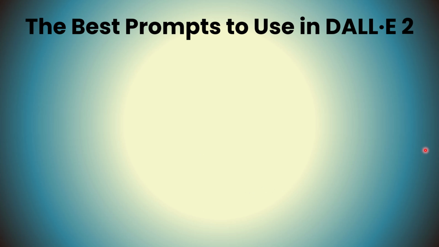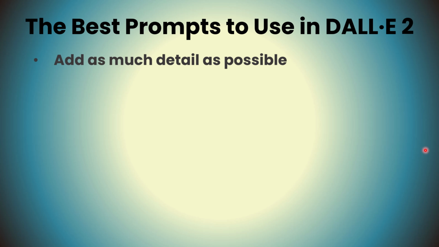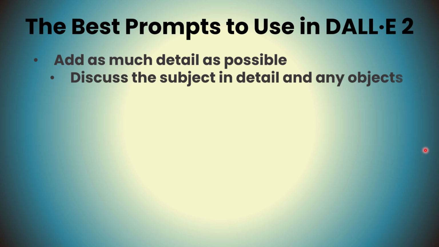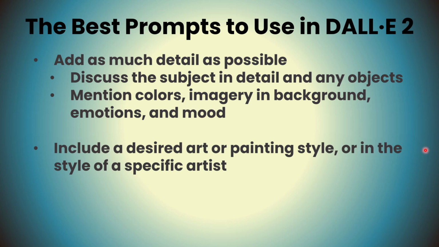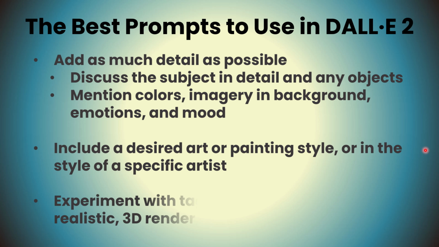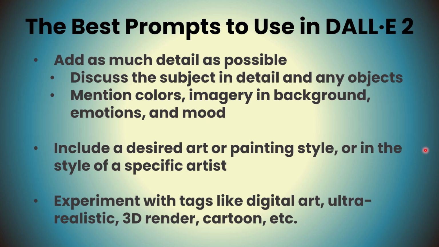So before I show you step by step how to create an account and sign up and use DALL-E, I want to briefly talk about the best prompts to use in DALL-E 2 and how to get the best images. So add as much detail as possible. Discuss the subject in detail and any other objects in the image. Mention colors you want, imagery in the background, emotions, and mood. You can also include a desired art or painting style, or in the style of a specific artist. Let's say you want something in the style of Van Gogh. You can also experiment with tags like digital art, ultra realistic, 3D render, cartoon, illustration, etc. So let's get into it and show you how to sign up and use DALL-E 2.